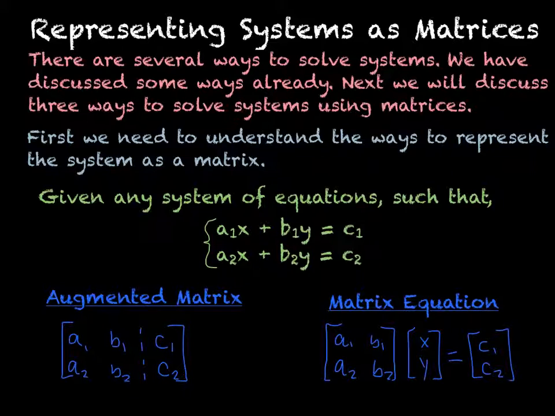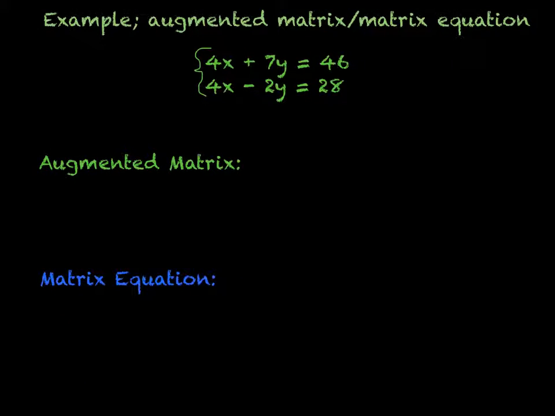So those are the 2 ways that we could represent any system as a matrix. So depending on how we're going to be solving it, we're going to want to do it a certain way. For these examples, we want to try to rewrite the system as both an augmented matrix and as a matrix equation. So this first one, we want to write an augmented matrix for 4x plus 7y equals 46 and 4x minus 2y equals 28. So we basically just write the numbers of that.